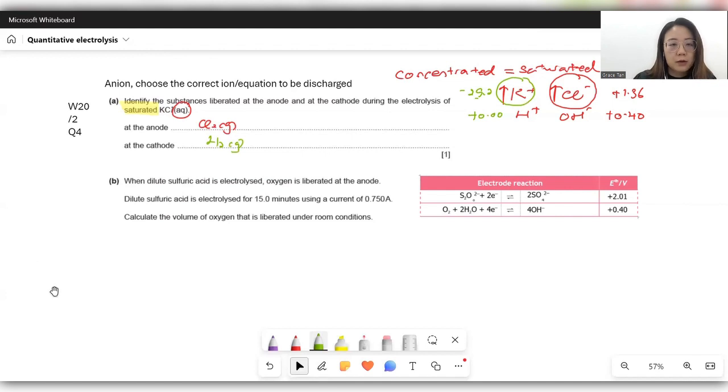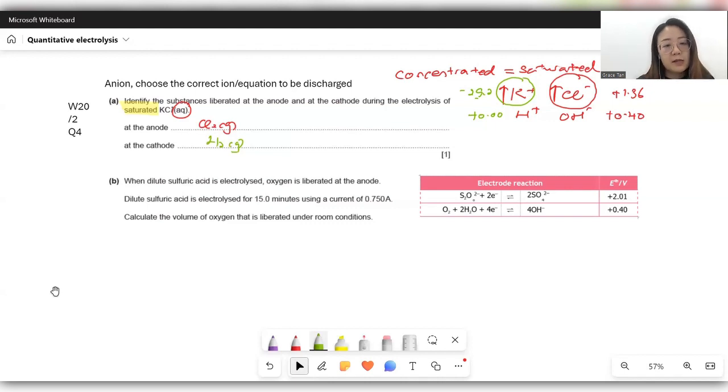So let's do the calculation below. When dilute sulfuric acid is electrolyzed, oxygen is liberated at the anode, they told you, and this is something similar to our first question. So remember I said, normally sulfate are not being discharged.